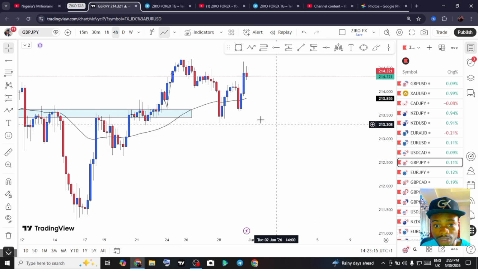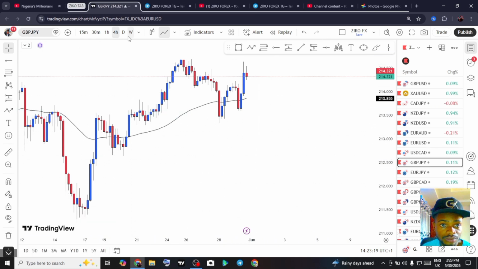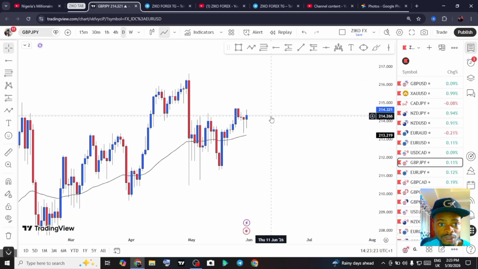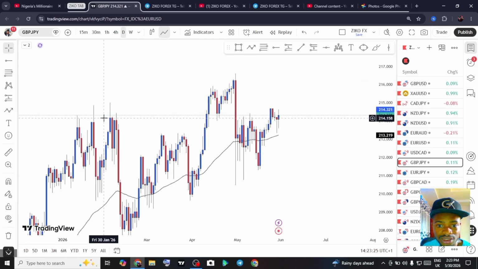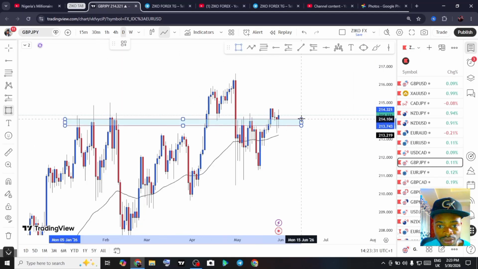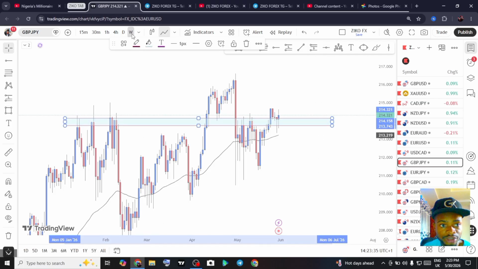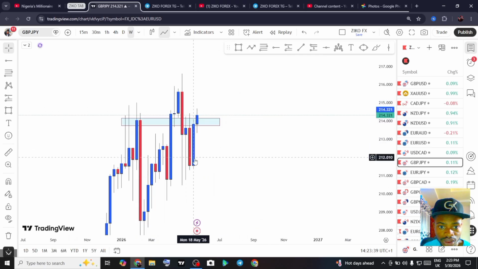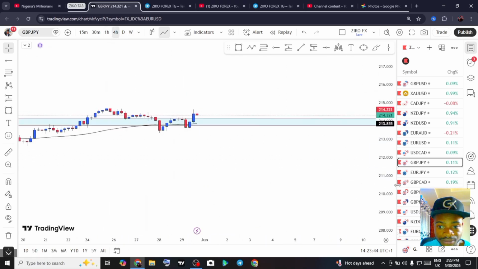Well, next pair, GBP. Daily time frame is bullish, right? So we have an area of interest right here. Okay. All right. So daily time frame is bullish. Weekly time frame is also bullish overall, and the 4 hour time frame.